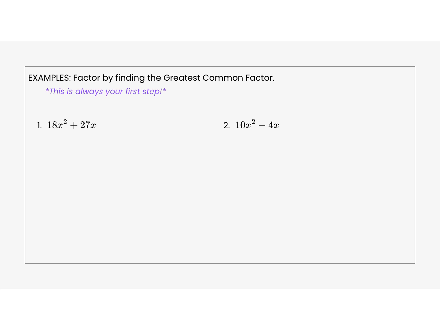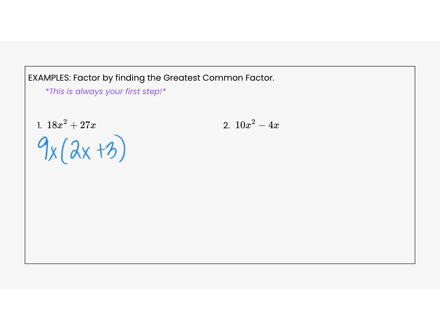So for number one, 18 and 27 are both divisible by 9. That's the largest number that they have in common. And then each one also has an x. So I'm going to take a 9x out, and then that leaves me with 2x plus 3. So that 9x would be my GCF.